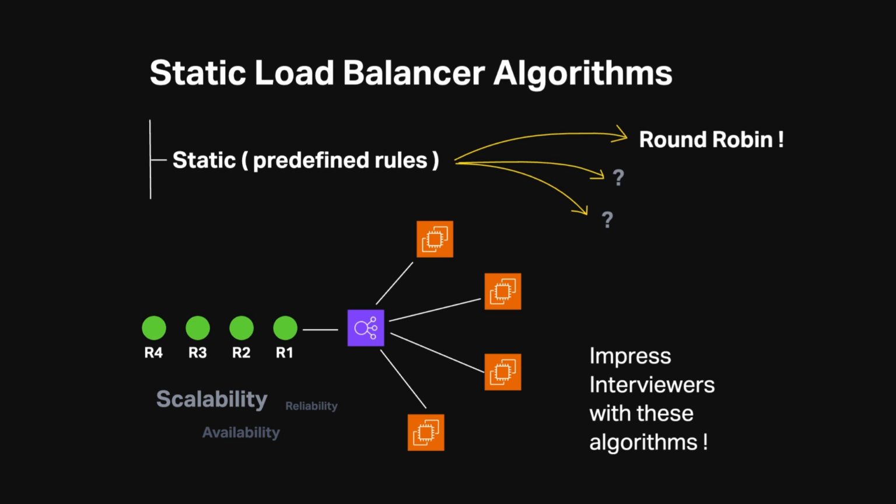In this video, we are going to talk about static load balancer algorithms. These algorithms do not take into account the current server performance or load and rather route the request based on predefined rules or configurations. There are mainly three types. Let's start with the first one, round robin.